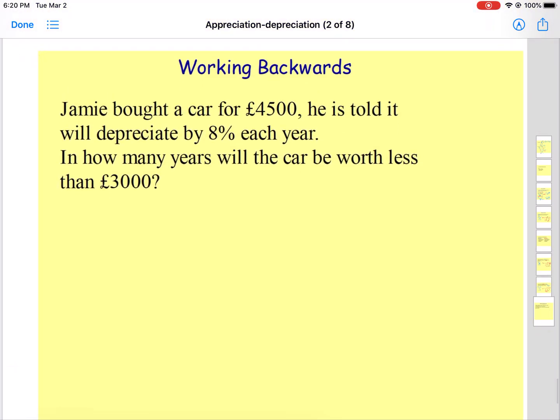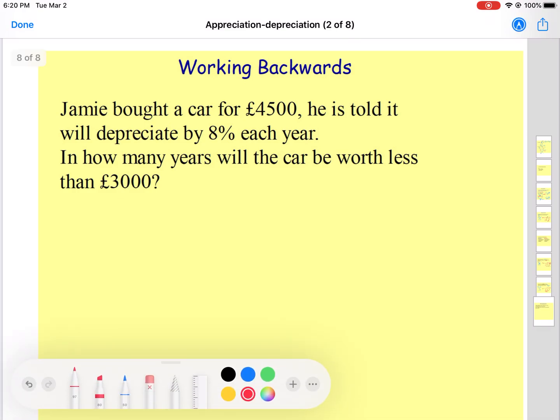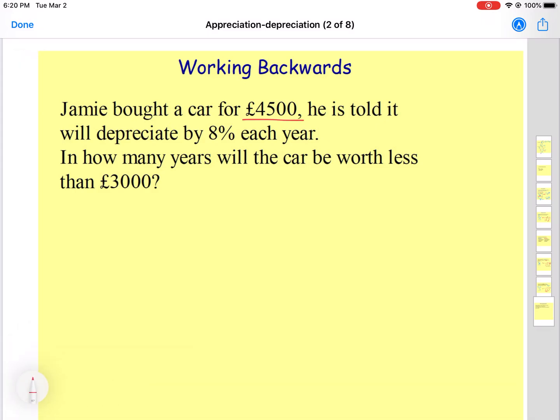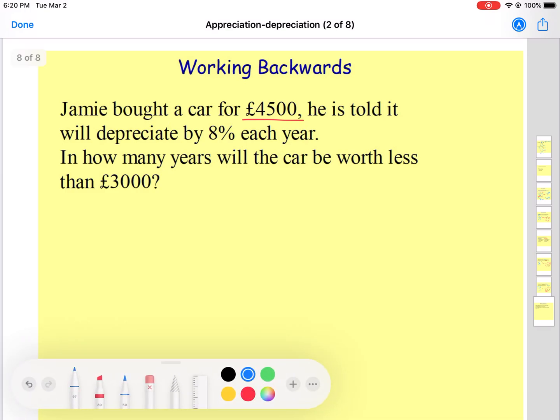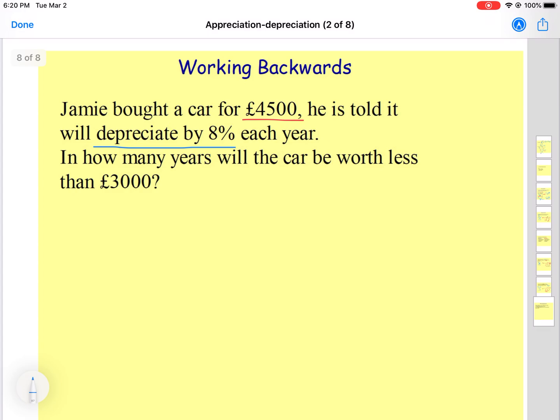The last one, so this is one of our ones that is a little bit different. The steps are still the same, but we just have a slightly different method. So we'll start it off the same. We still have 4,500 as our original, because that's what Jamie bought the car for. He is told it will depreciate by 8% every year. So we can work out our multiplier from that.